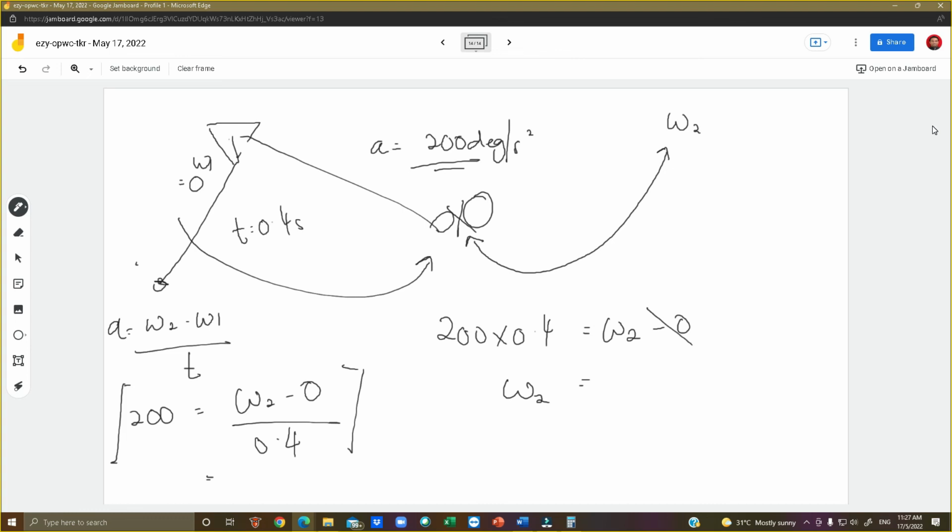Okay, how much, guys? Simple je tu. 80. 80 apa? Degree per second square. Degree per second ni omega. Omega degree per second saja. Alpha baru degree per second square. Alpha ialah acceleration. Omega ialah velocity per second saja.